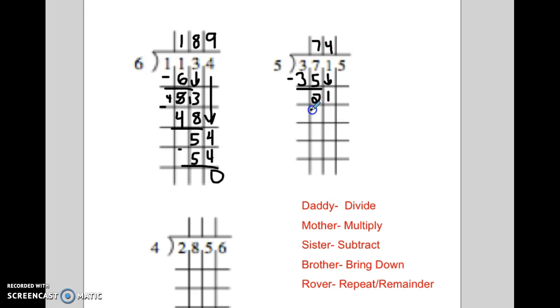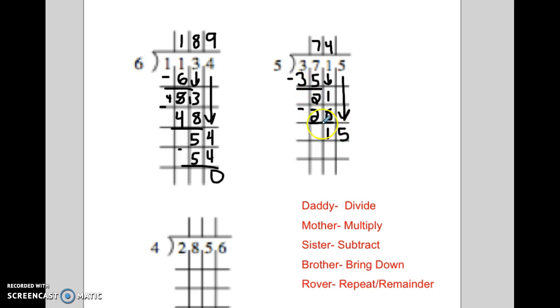I multiply, mother. Now I sister subtract. 1 minus 0 is 1. 2 minus 2 is 0. All right, subtracted, brother, bring down. I get to bring it on down. Okay, bring down this 5. And then I get to think, okay, since I brought it down, I get to repeat. So go back up to the top to the divide.